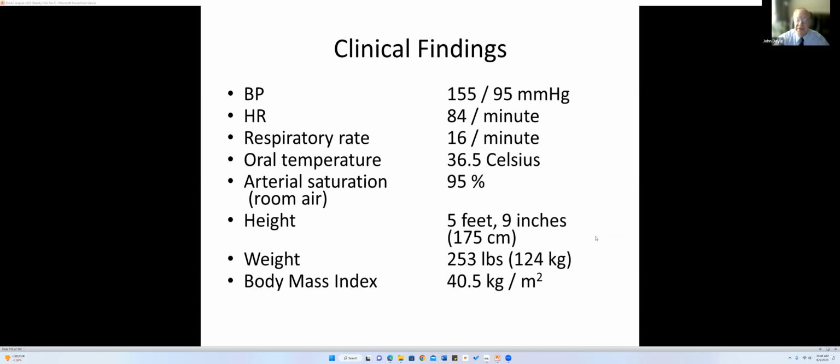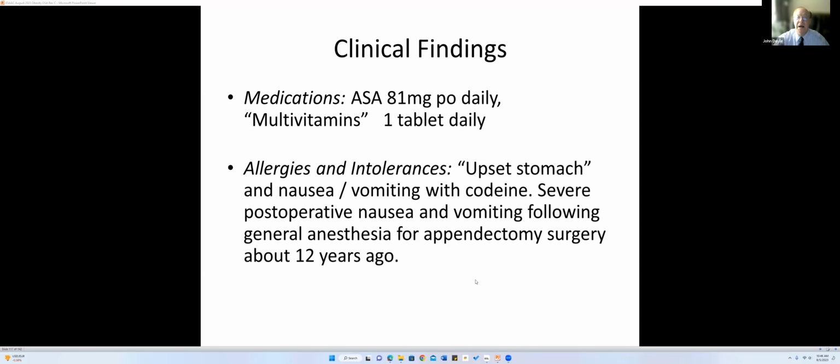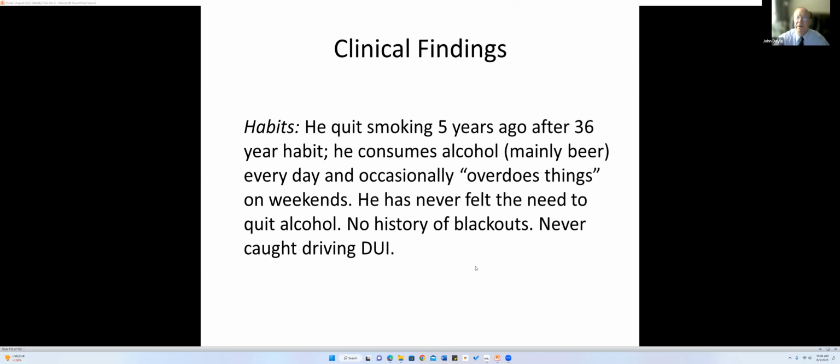124 kilograms, body mass index of over 40, which means morbid obesity according to one classification, and blood pressure on the high side, as you can see here. Aspirin, 81 milligrams a day, multivitamins, but that's it. Allergies and intolerances are shown here, with a postoperative nausea and vomiting problem. Quit smoking 5 years ago after 36 years, consumes alcohol, never felt the need to quit alcohol, no history of blackouts, never caught driving while intoxicated.